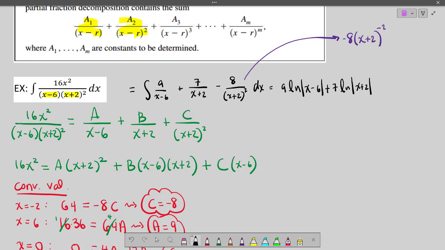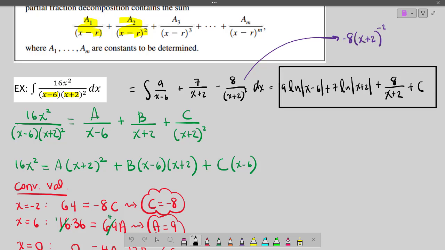So the integral here, add 1 to the exponent, and we get negative 1, and then we divide by negative 1. So it's going to be plus 8 over x plus 2 plus c. That'll be our final answer. Everyone see that? Add 1 to the exponent, get a -1, divide by -1 makes the coefficient positive. And then you have x plus 2 to the -1, which means reciprocal of x plus 2.